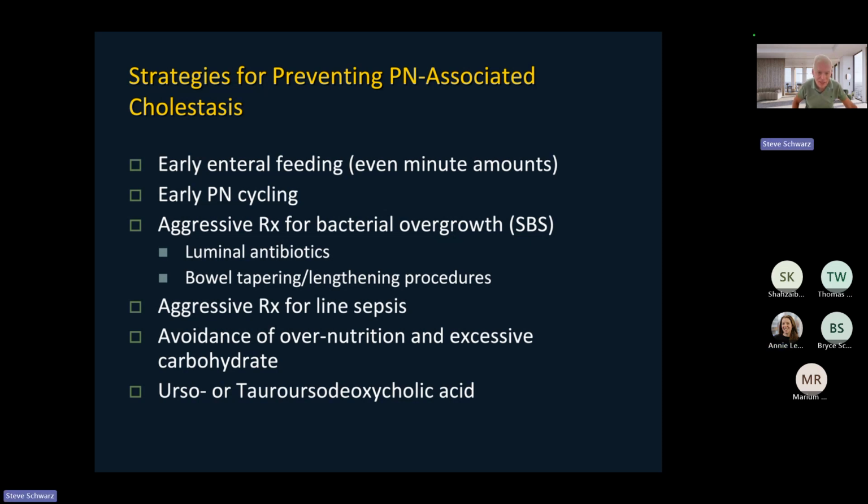Okay, all right. So anyway, an ethanol lock is exactly what it says it is. It's ethanol that's placed in the line, not in the patient, and it populates the line and prevents bacteria from invading. Avoidance of overnutrition and avoidance particularly of excessive carbohydrate. Remember, excessive carbohydrate leads to lipogenesis, which leads to steatosis. The use of tauro-ursodeoxycholic acid may be considered, although whether it's really beneficial is really unclear.